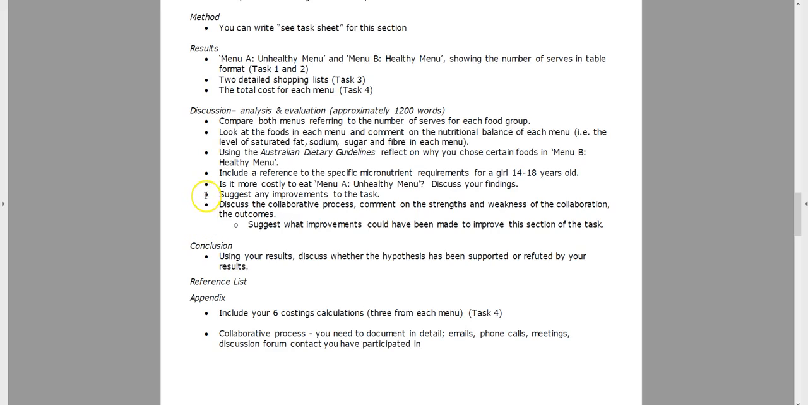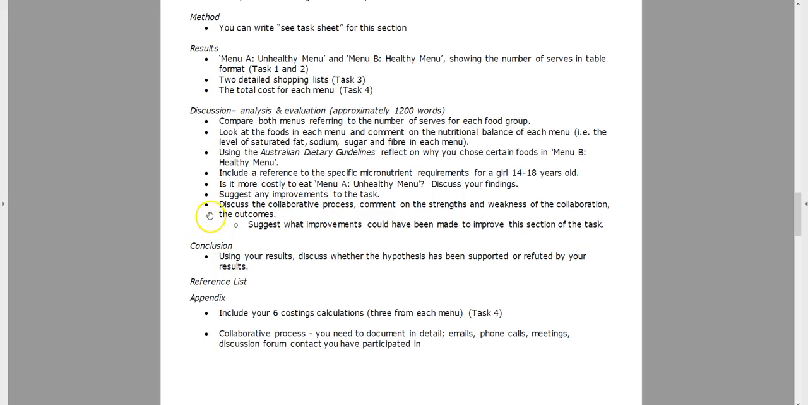Moving on to the second to last dot point, you need to suggest any improvements to the task. So this is just improvements to the method as it is. How could you improve it to make it better, easier to work with? You may have had some issues with communication with people in your group. So that's where you would suggest any sort of improvements.